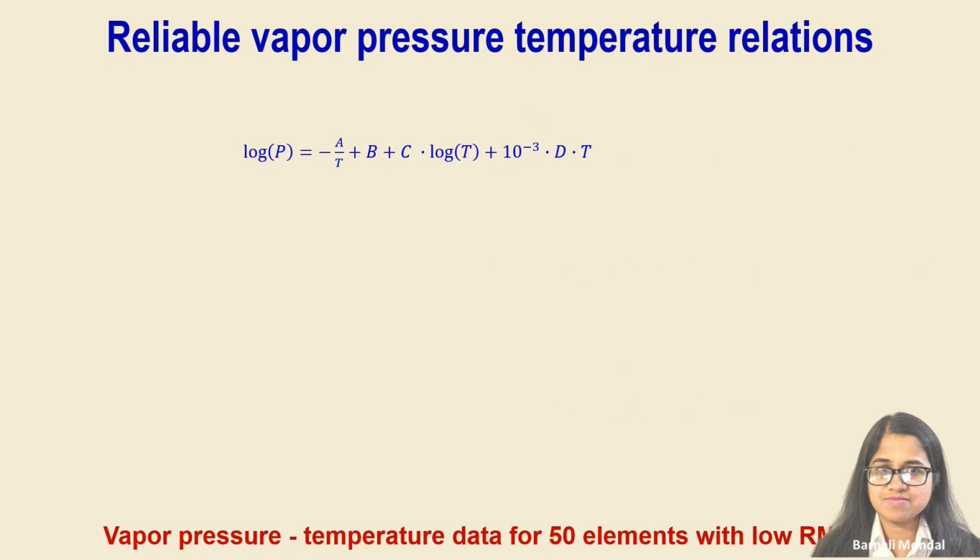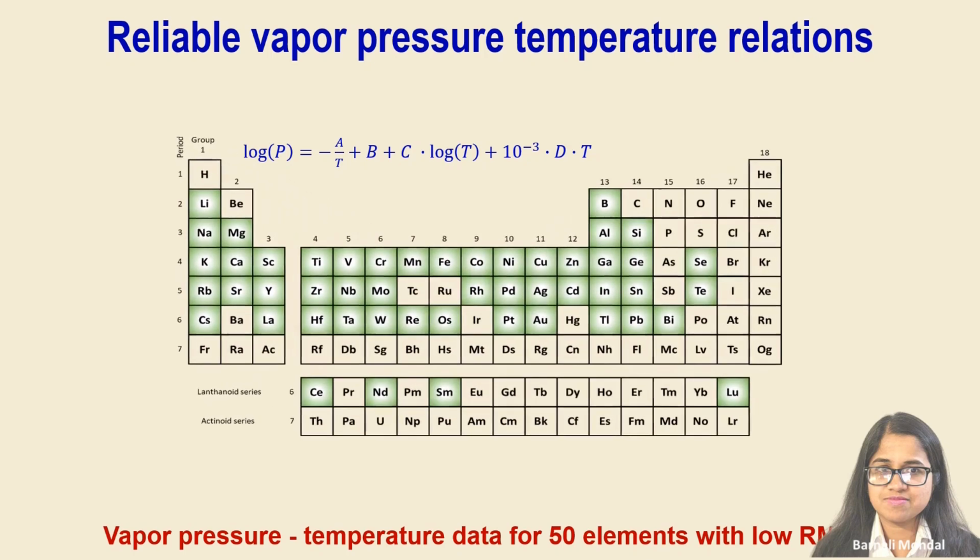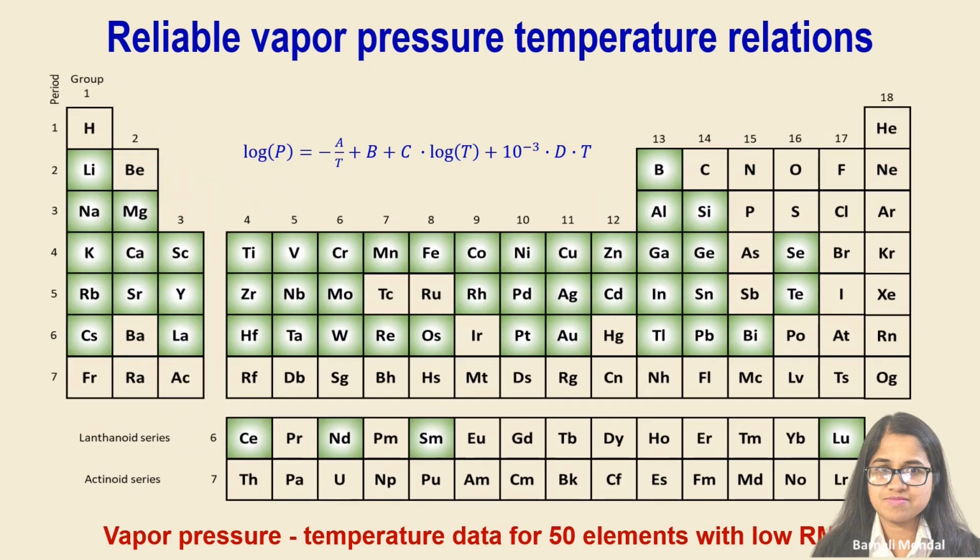Using the same approach, we calculated the coefficients of the vapor pressure temperature equation for 50 elements, which are marked in green. These coefficients are able to represent the vapor pressure from 10 to the power minus 8 atmosphere to 10 atmosphere for each of these elements. This vapor pressure temperature relationship also correctly predicts the boiling point of the respective element and has a low RMSE error.